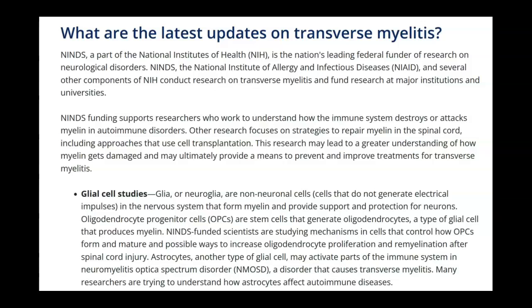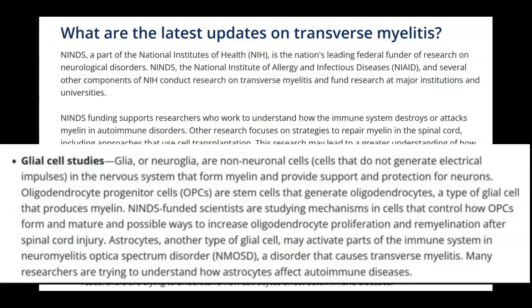And the first thing they talk about is glial cell studies. And they say that glia or neuroglia are non-neuronal cells, cells that do not generate electrical impulses in the nervous system that form myelin and provide support and protection for neurons. Oligodendrocyte progenitor cells, or OPCs, are stem cells that generate oligodendrocytes, a type of glial cell that produces myelin. And you'll remember we've talked about these quite a lot in relation to multiple sclerosis. So the same thing is going on here.